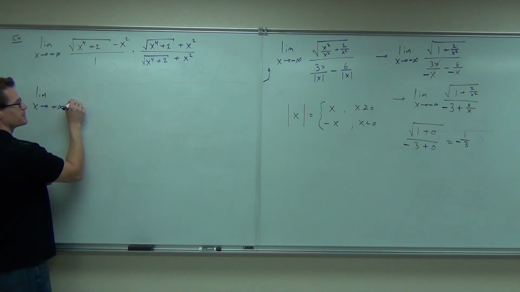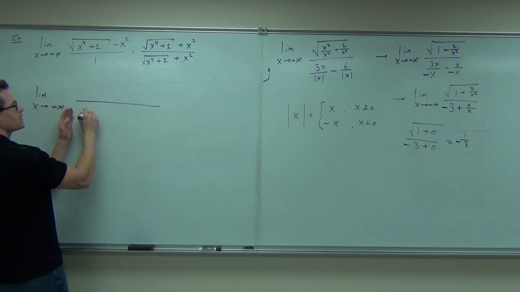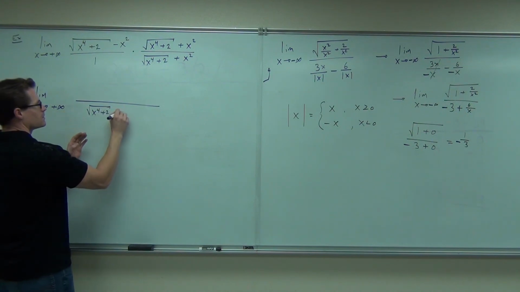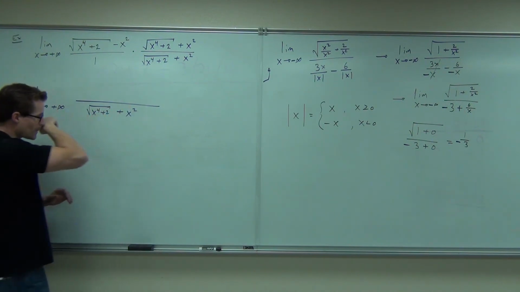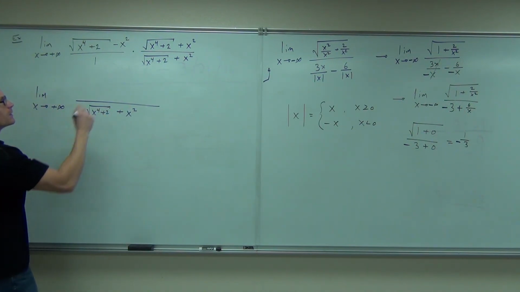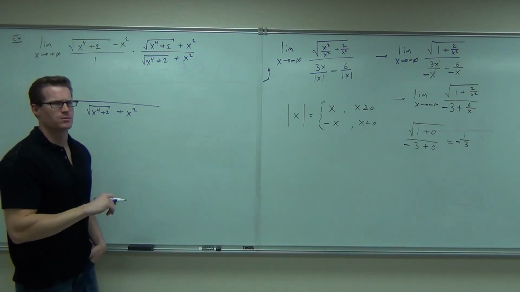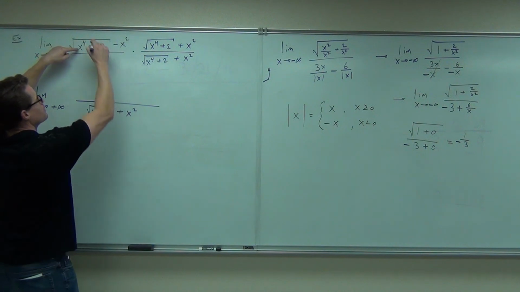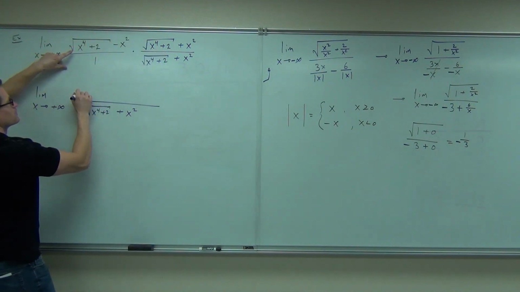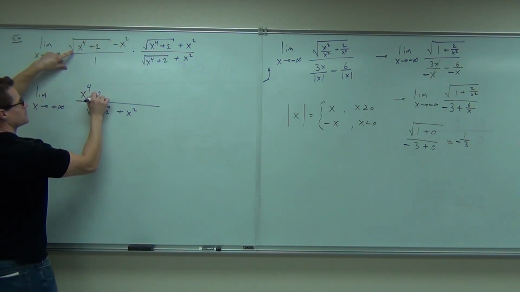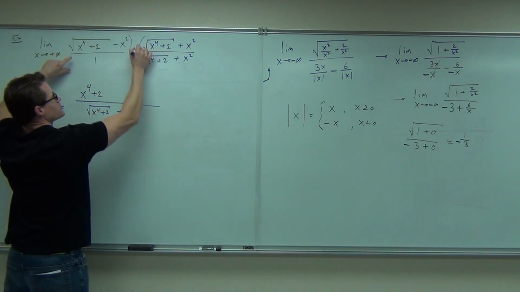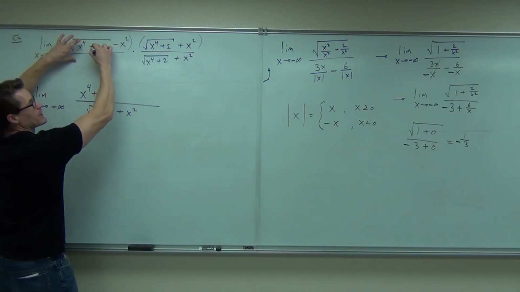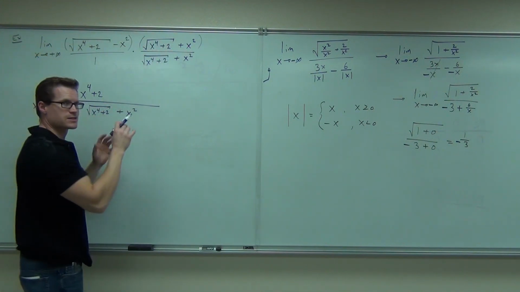So our limit to positive infinity becomes something over the square root of x to the 4th plus 2 plus x squared. The numerator becomes, oh, what's the numerator become? Distribute, right? Do you see that on your distribution? Because you should have those. x to the 4th plus 2. We're going to have plus and minus the same exact thing.